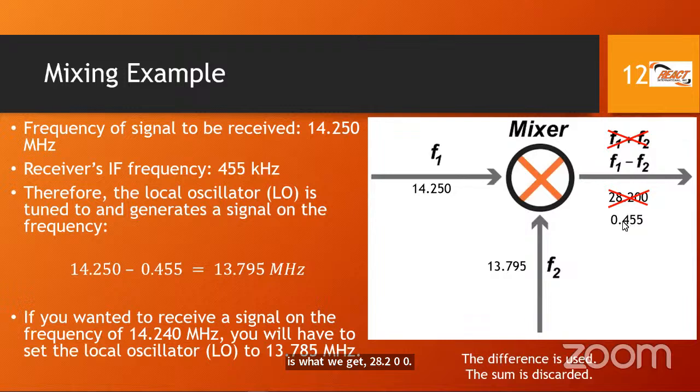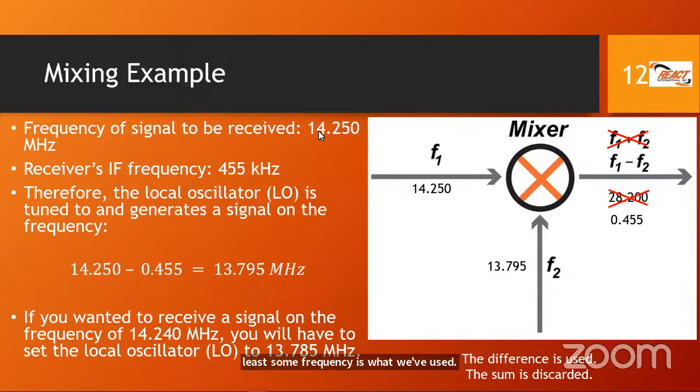What I'm interested in is that I want to end up with 455 kilohertz. So frequency 1 minus frequency 2, if we were to subtract them, we will get 455 kilohertz. That's what we're interested in. That's what mixing or heterodyning is all about. So we say here, the difference frequency is what is used. The sum frequency is what we throw away, or discard, or filter out. And we put some numbers here to illustrate that.